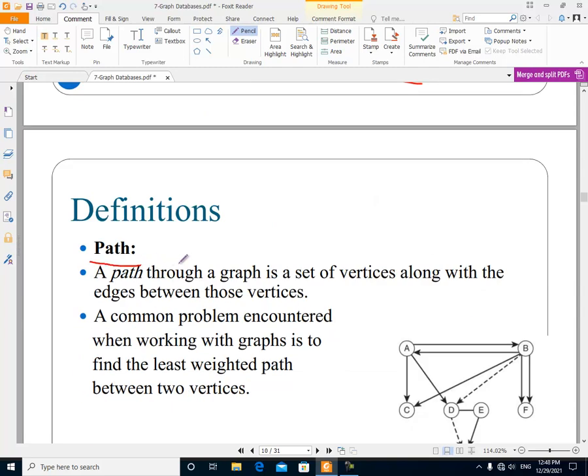Path. In the graph, the path is a set of nodes and edges. A path is a very important concept in the graph, and in some graph operations we want to find special paths in the graph.